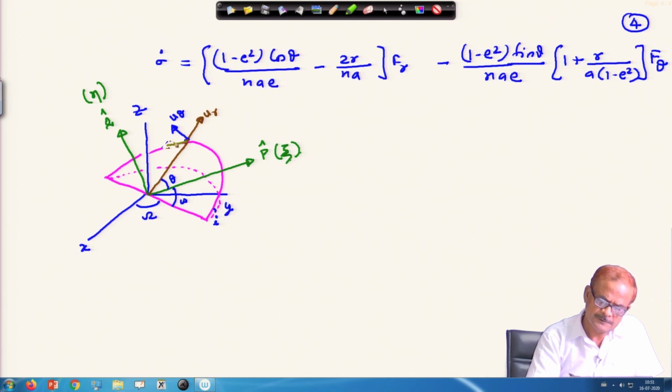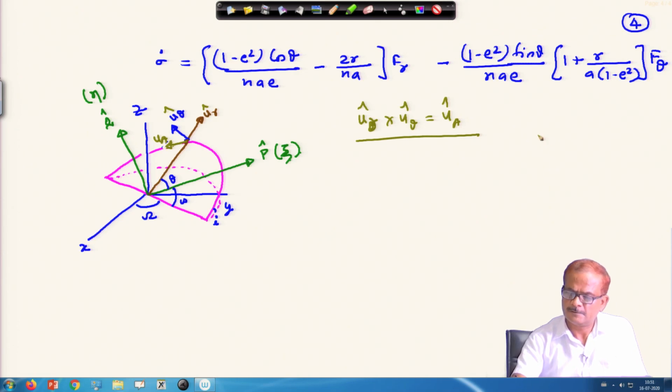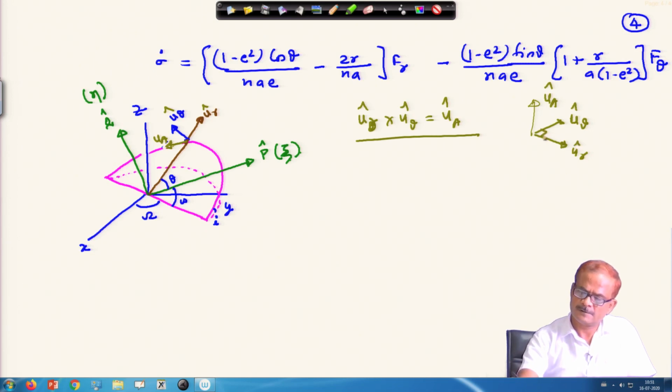And perpendicular to this then we have u a, where u r cap cross u theta cap equals u a cap. So, these are perpendicular, means if you have u r here, this is u theta. So, u a cap is up. This angle is 90 degrees, this angle also 90 degrees, this angle is also 90 degrees.